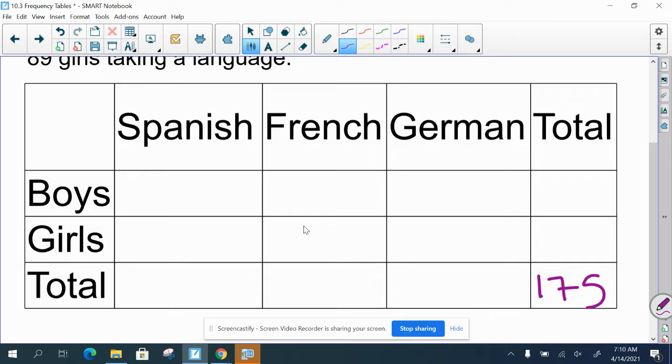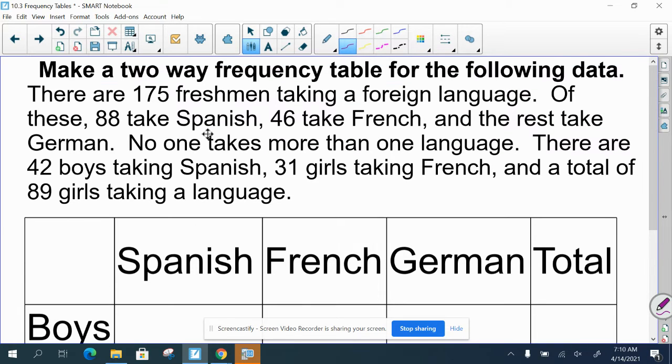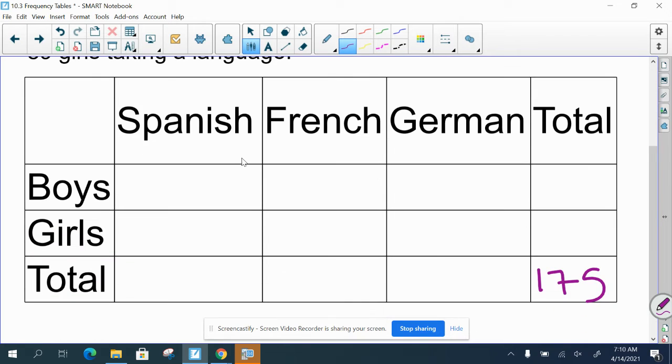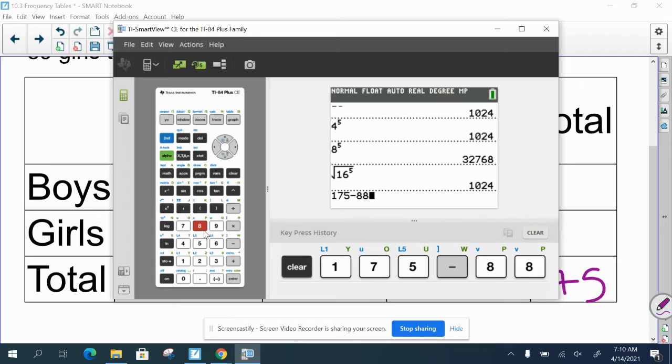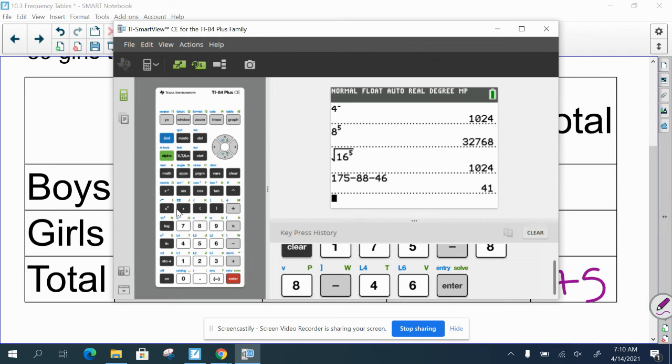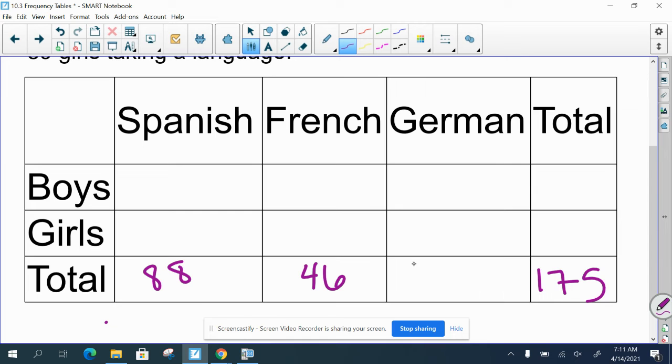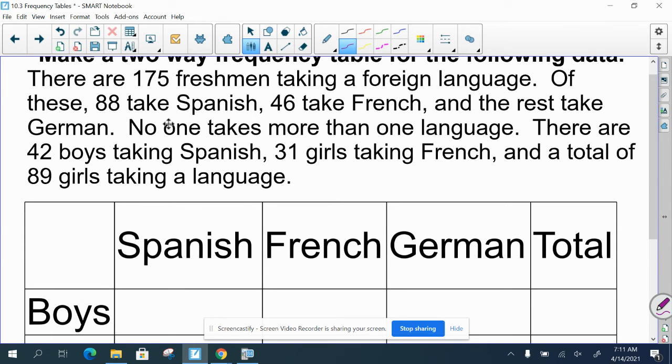Okay, and then it says of these, 88 take Spanish, 46 take French, and the rest take German. To find German, I would do 175 minus 88 minus 46 and get 41. All right, then it says no one takes more than one language. Okay, that means there's no overlap.